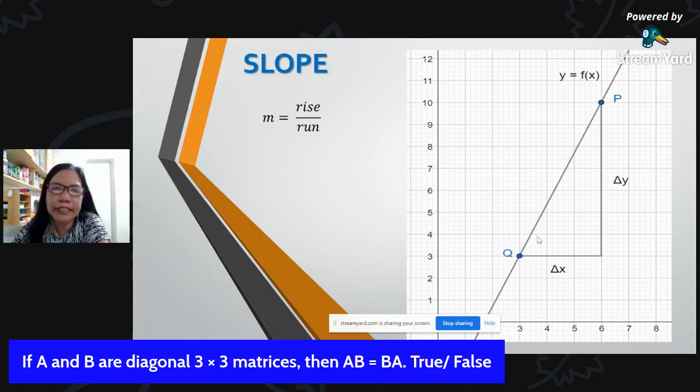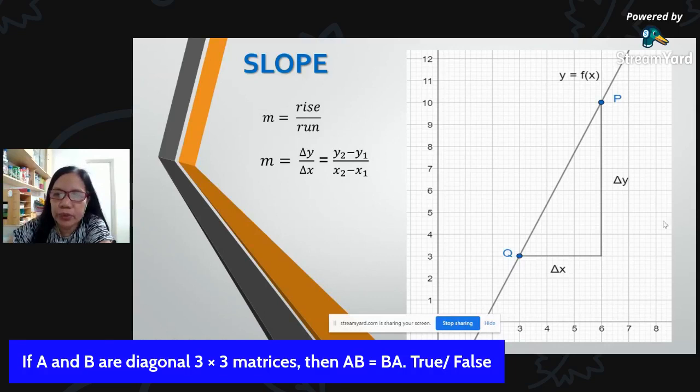So we can define the slope, of course, by rise over run. This is rise over run, or the delta y over delta x. And of course, the formula that our students already know is y sub 2 minus y sub 1 over x sub 2 minus x sub 1.